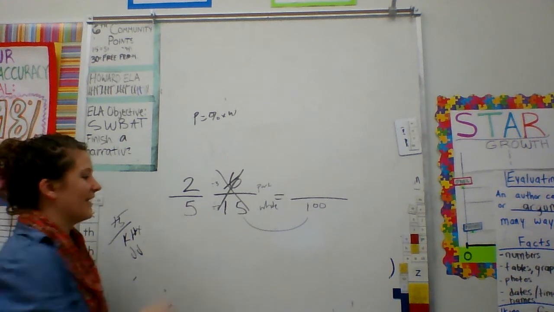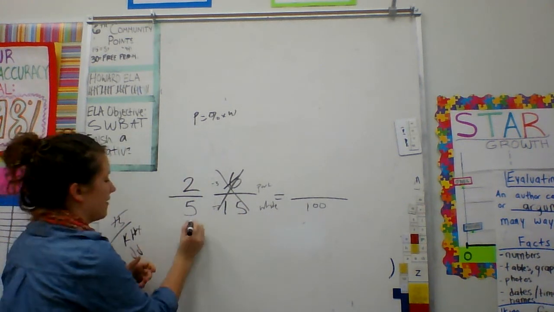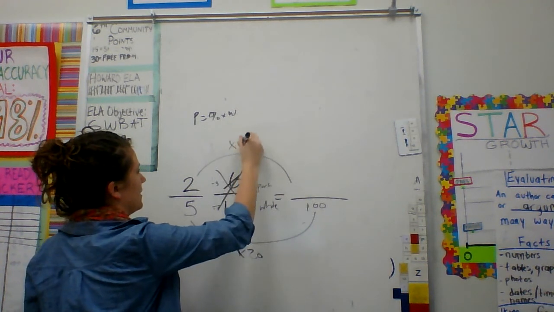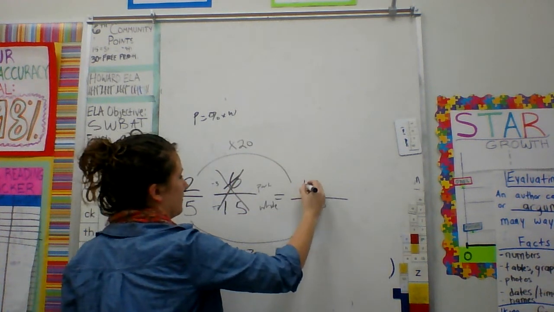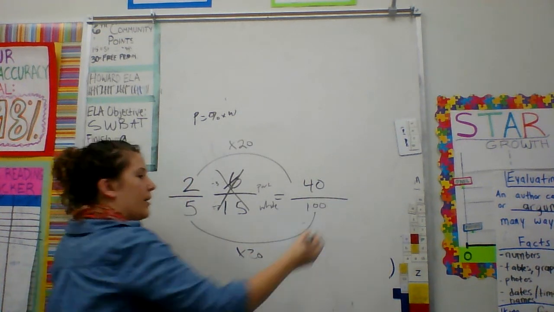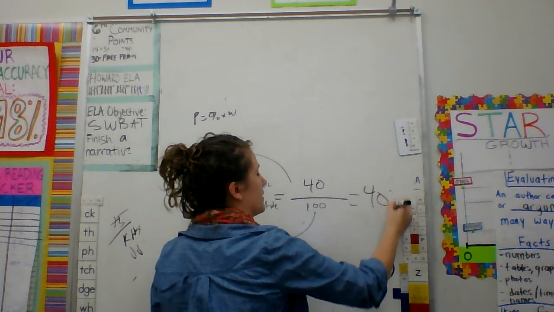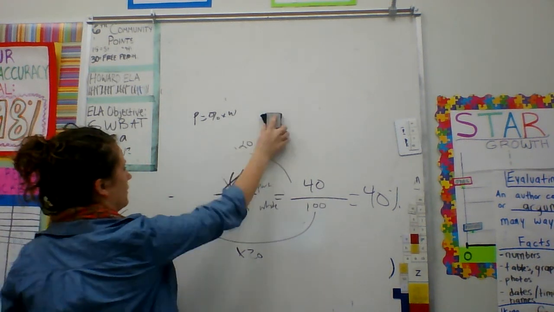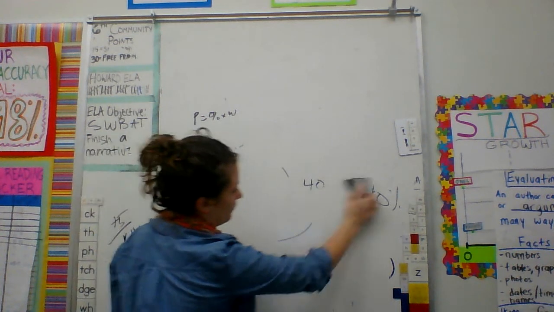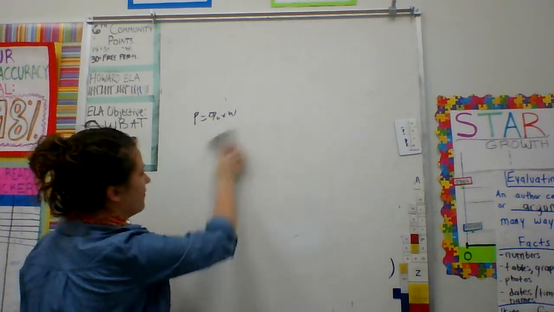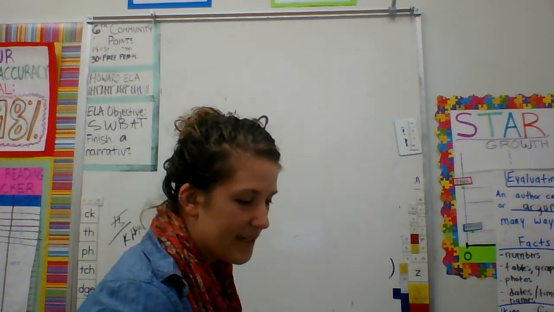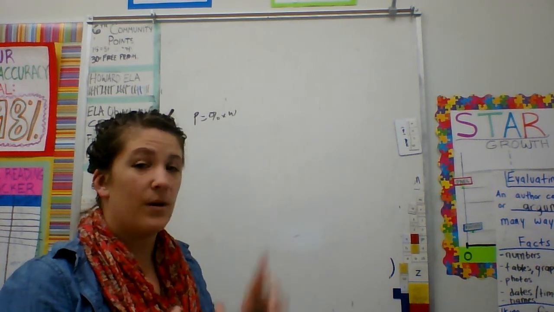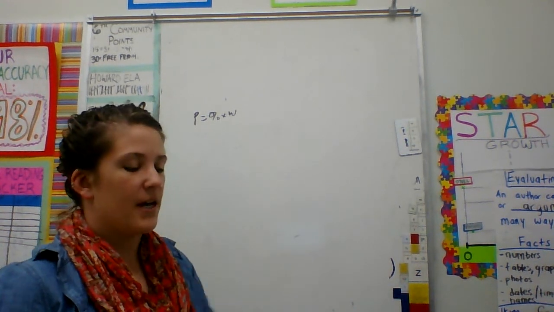Now I want to check. Can I do 5 times anything to get to 100? Well, I know that's times 20, so I'll do the same thing on top. 2 times 20 is 40. 40 over 100 is equal to 40%. The last one, hopefully I don't embarrass myself with my skip counting skills by 15s. The last one is the third example, the third way to find it. So 1, you can just multiply across. The second way, you might have to reduce it and then multiply. And here's the third way.